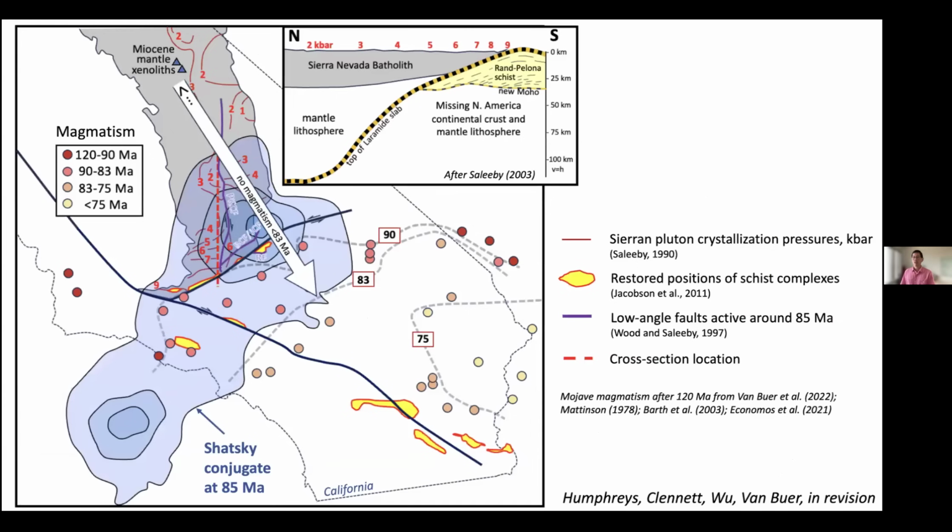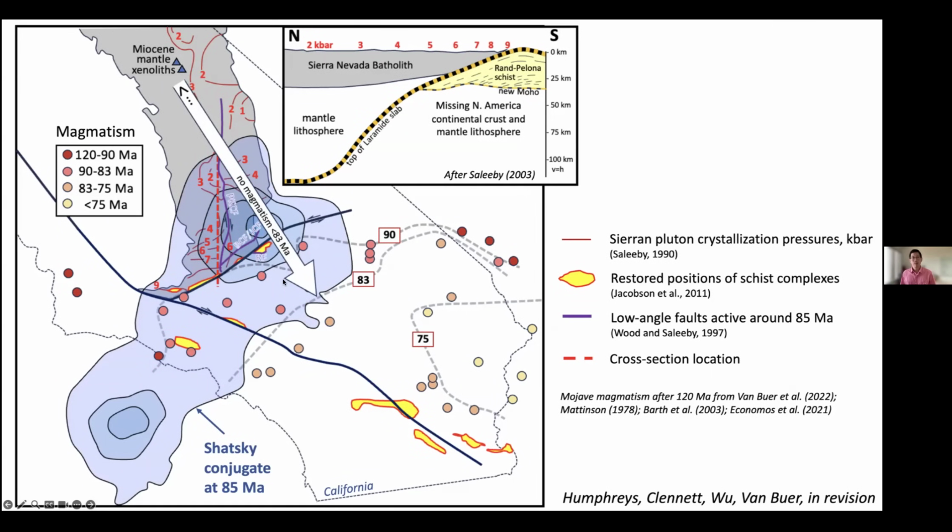And so this is an assumption that I need to make because there are a number of different unknowns in how to bring the Shatsky to North America. Our rationale for bringing the Shatsky into this area is that around 85 to 90 million years ago, we see what looks like a lot of denudation. We see schist complexes forming and low angle faults.